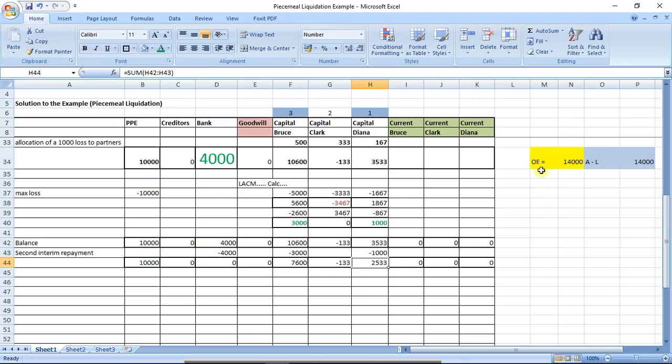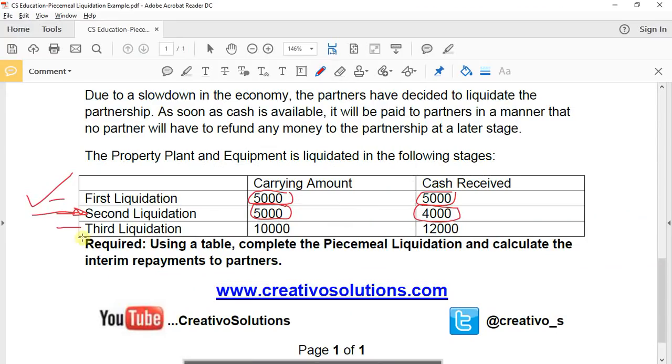Okay, so again, if we add up property owner's equity, and assets minus liabilities, obviously there's the capital. Okay, so again, just keeping track, and this is the assets minus liabilities. Right, and then the final stage, stage 3, third liquidation stage, you're selling the remaining 10,000 Rand worth of PPE for 2,000 Rand cash.